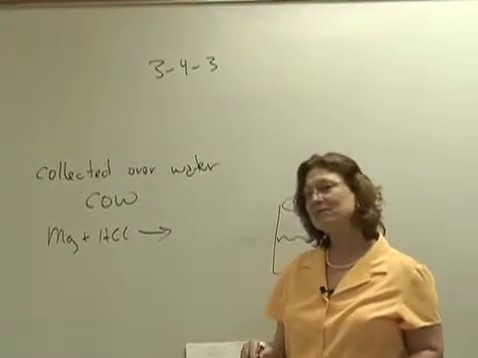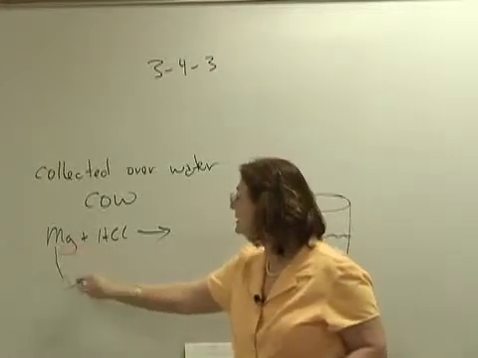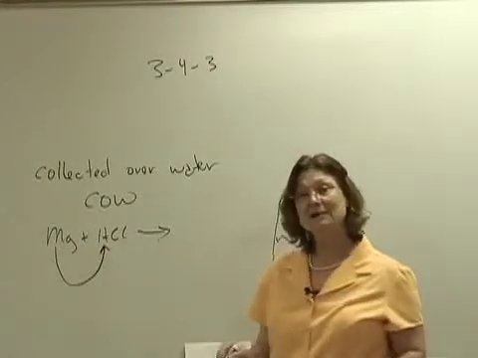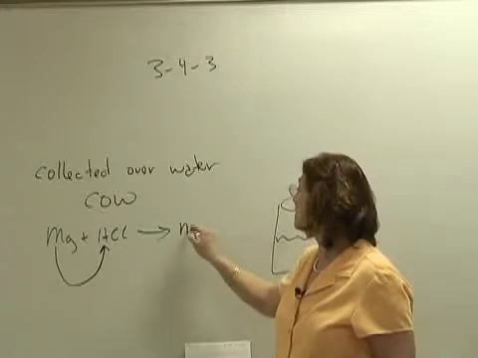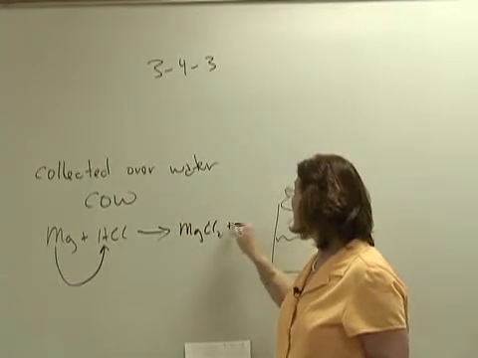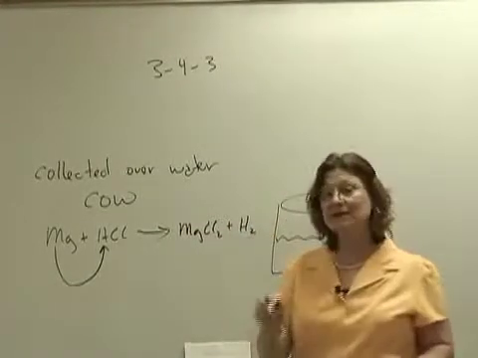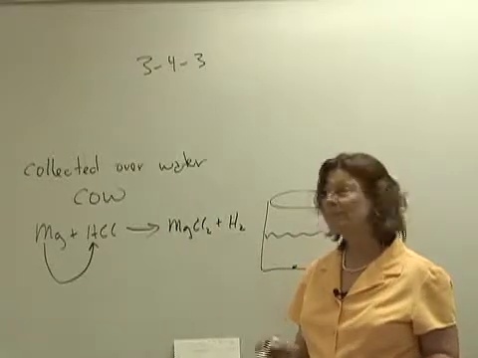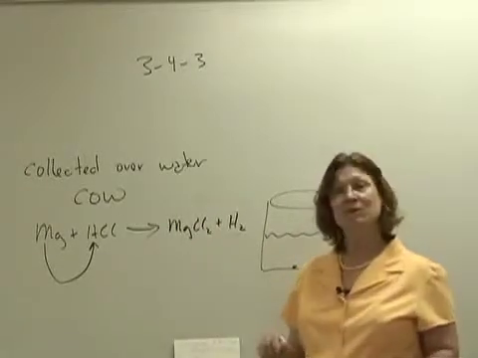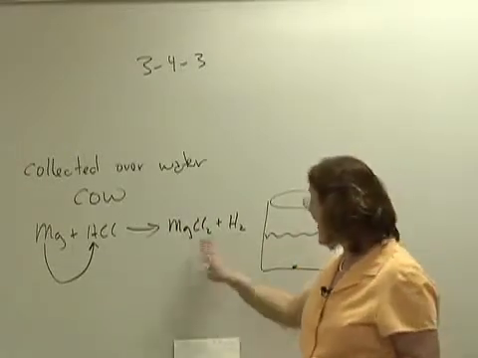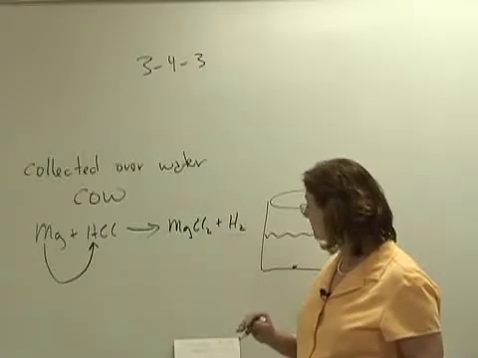And we've had this before. We know that the magnesium is going to displace the positive hydrogen, and we will get magnesium chloride and hydrogen gas. Now we had done this once before where we found the empirical formula for the magnesium chloride last semester. But now we're interested in this hydrogen.